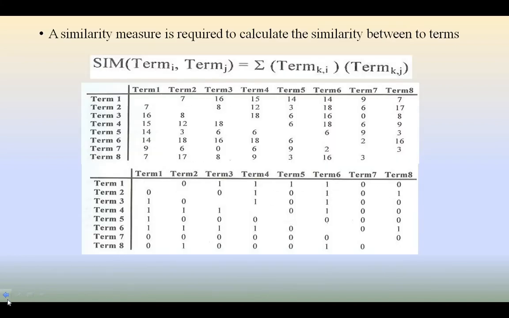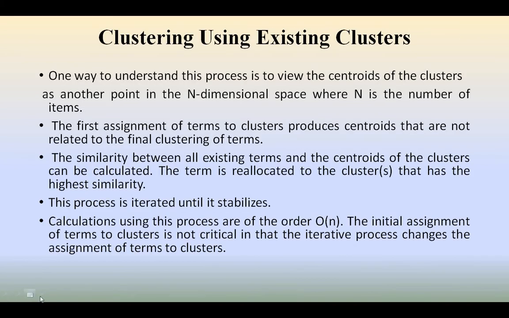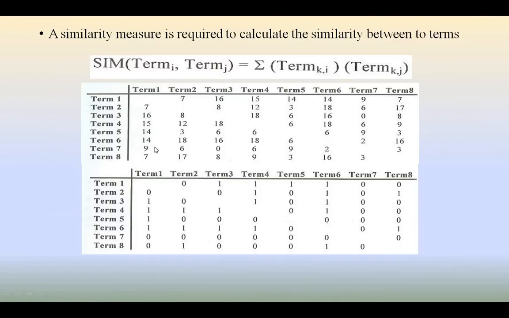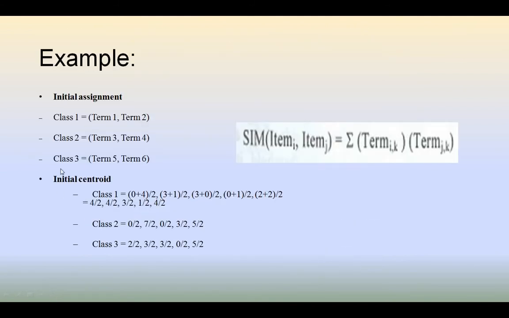To do this, we start with the initial similarity. These are the initial term similarity matrices: one is the numerical matrix, another one is the binary matrix. In this example, what it is showing is the initial assignment. We have term 1, term 2, term 3, term 4, term 5, term 6 in 3 classes. Whenever there are multiple class generation, obviously it's a clique algorithm, so this shows the clique algorithm for the 3 classes. In the initial centroid, what it has calculated is 4 by 2, 3 by 2. By using this formula, the centroid values are calculated like this for each and every class.